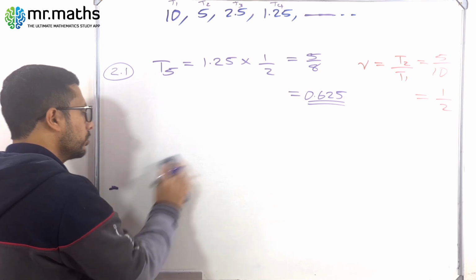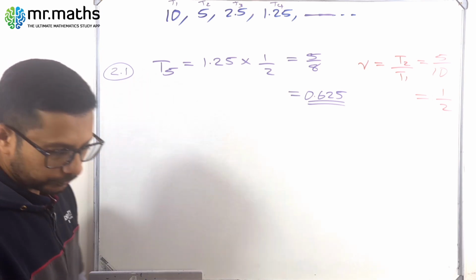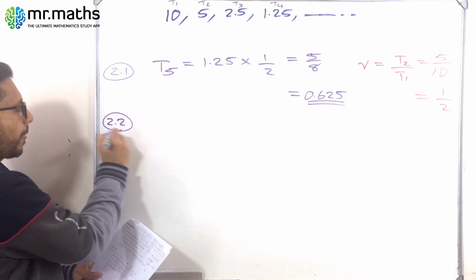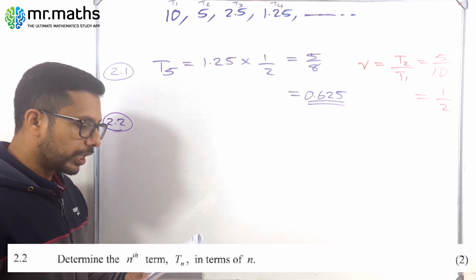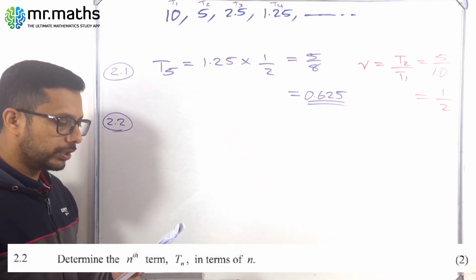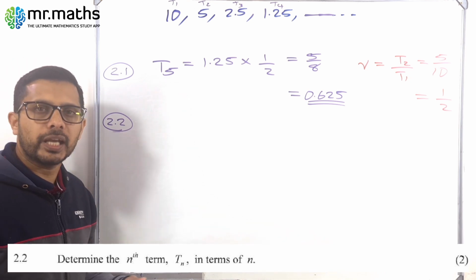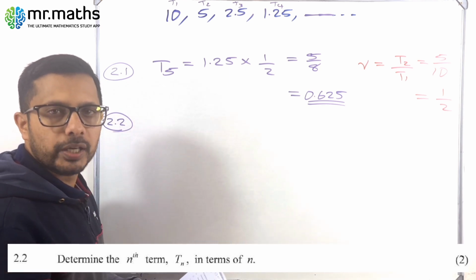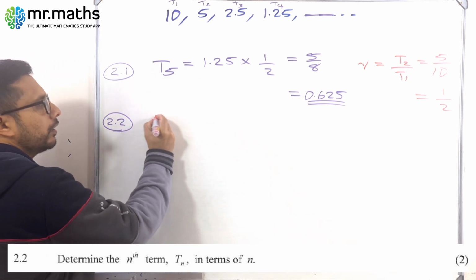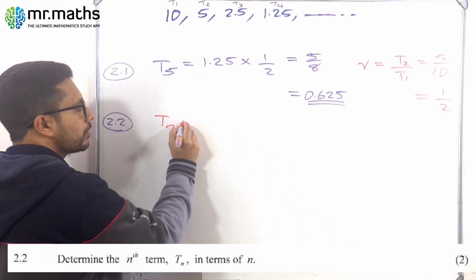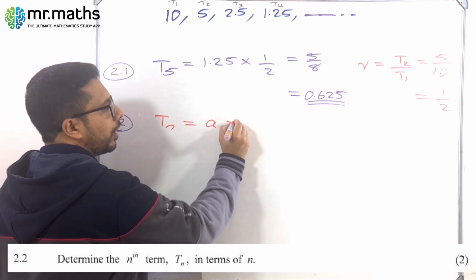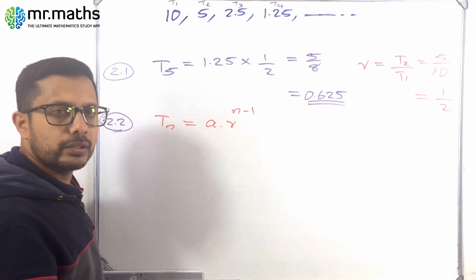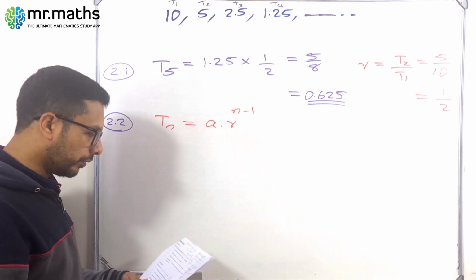Now let's move to the next question 2.2. Question number 2.2. What is that question? Calculate the nth term Tn in terms of n. You have to find the nth term. So in a geometric sequence, what is the formula to find the nth term? Tn. You studied a formula in grade 10. A into r raised to n minus 1. So you have to write the nth term in this question in terms of n.